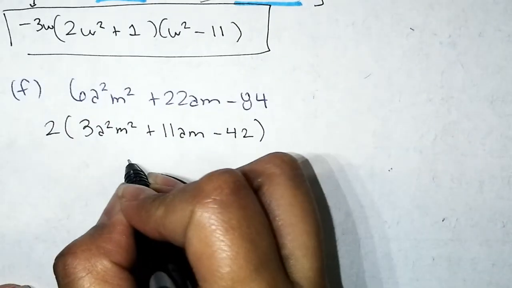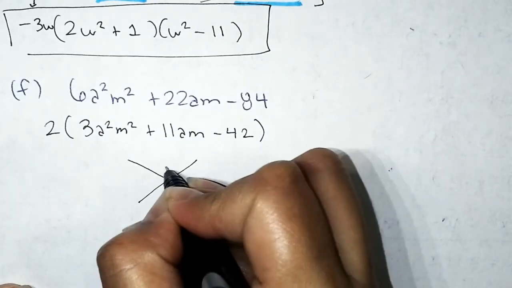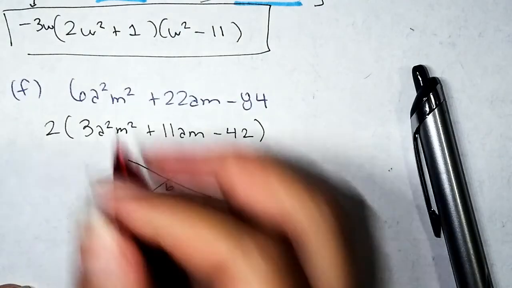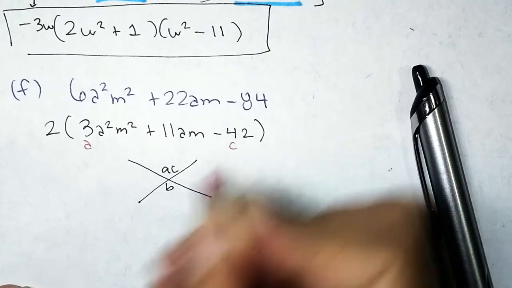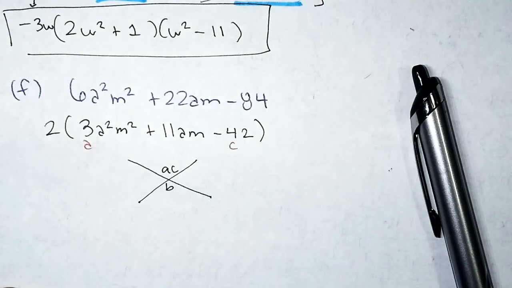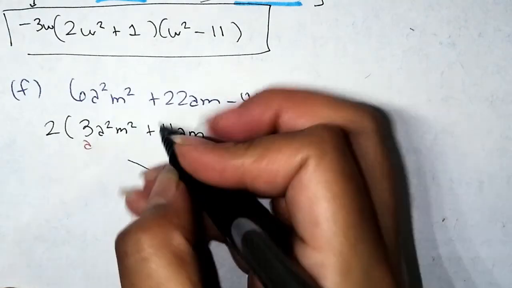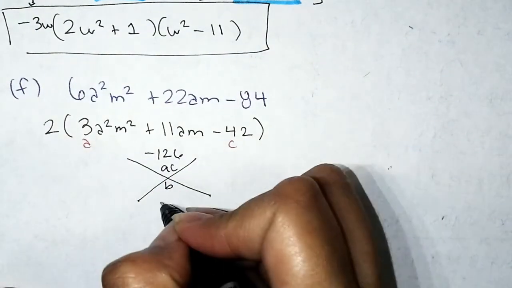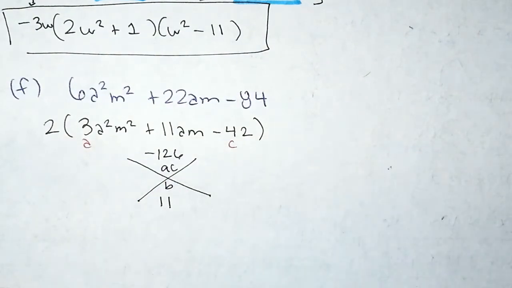Okay, let's go ahead and do the X game. We want factors of AC that add up to B. So we want factors of A times C, whatever 3 times negative 42 is. Who has a calculator? Okay, it's negative 126. Value of B, it's 11. So we want factors of negative 126 that add up to 11. Do you think I know the answer? Of course not. So we're going to go ahead and do a factor table.